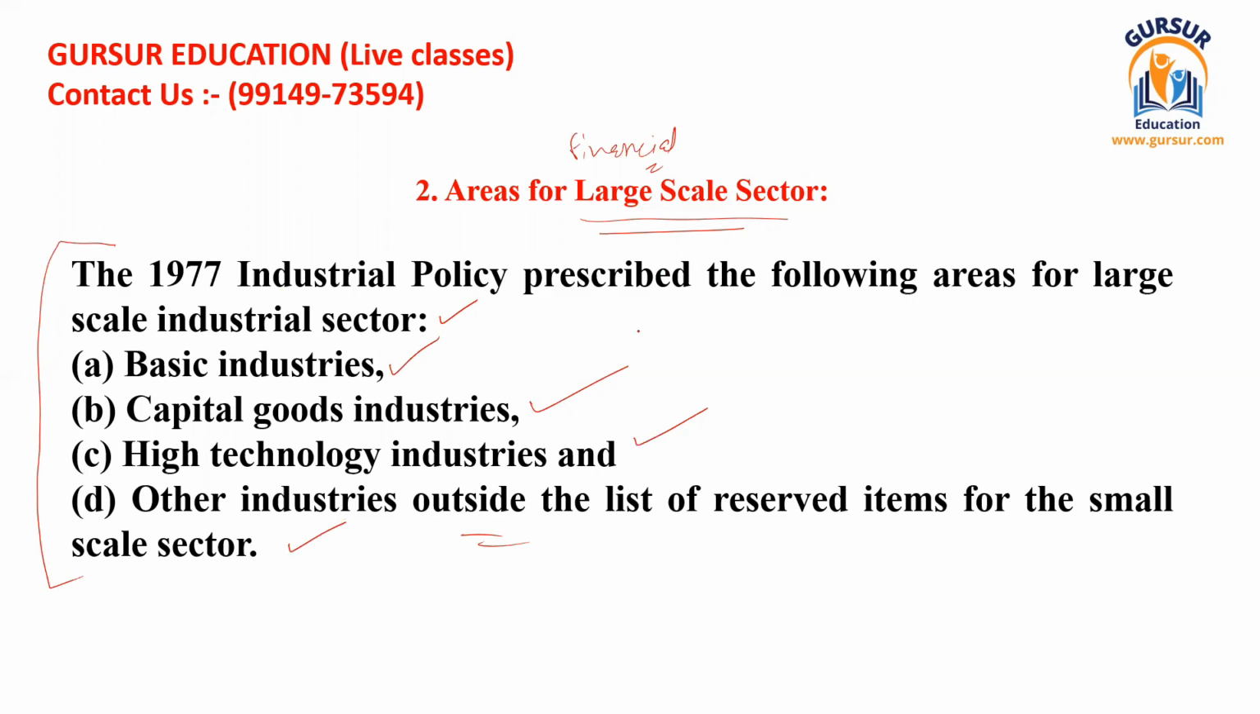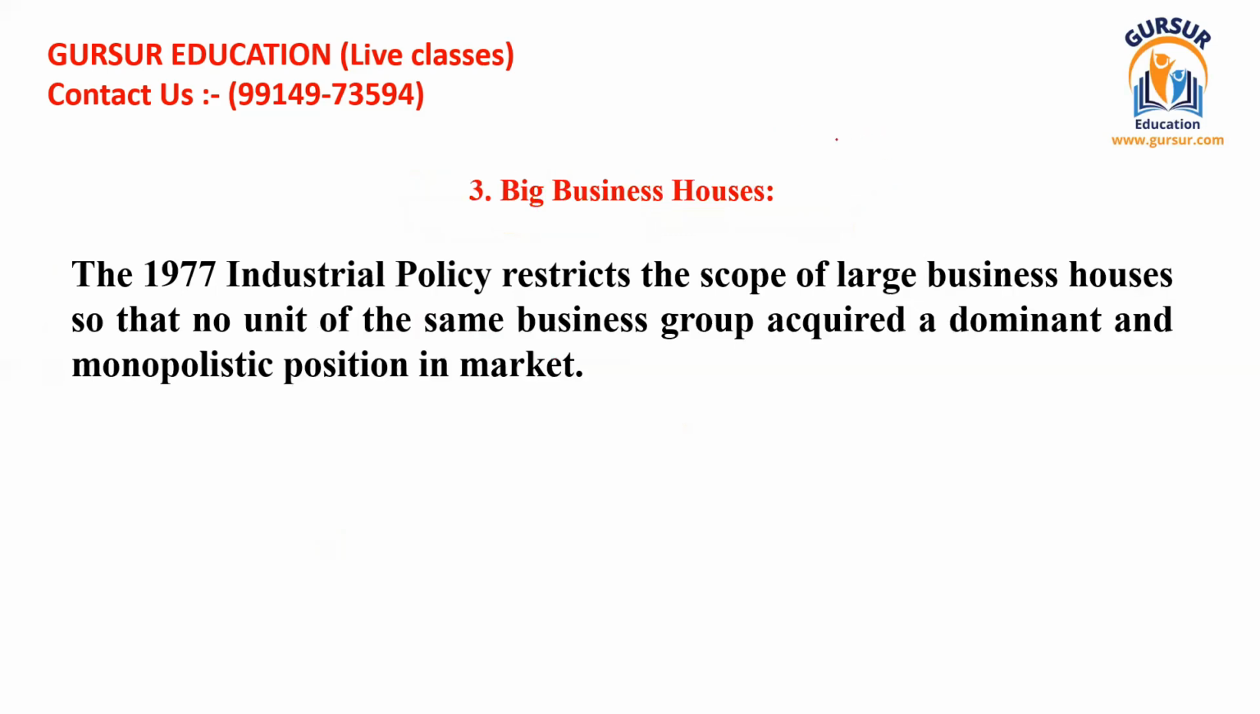They prescribed some of the financial aids. In this particular slide, what you have learned is that these four basic industries were reserved for the large scale sector, and the government, the Janta government, took the initiative for financial aids for these as well, and these shall be held by the public sector or the government.